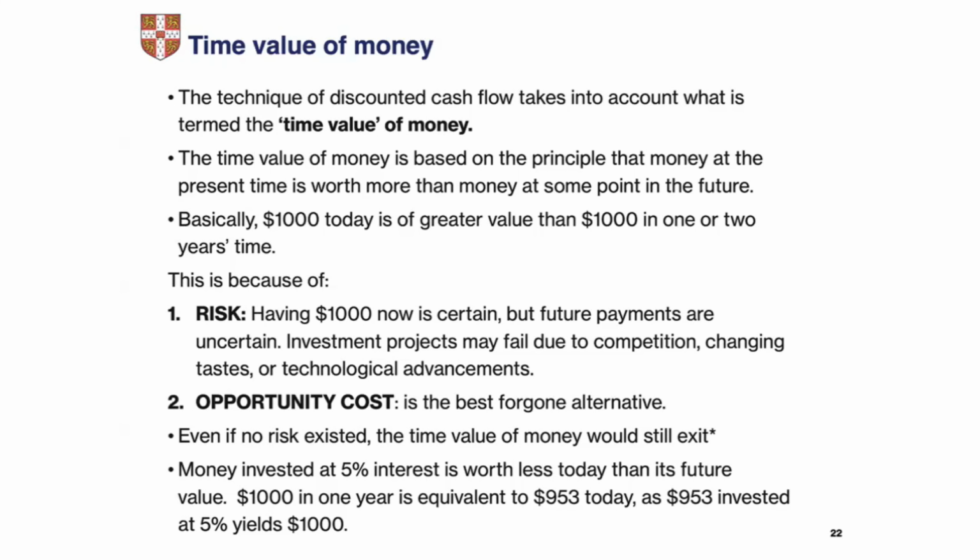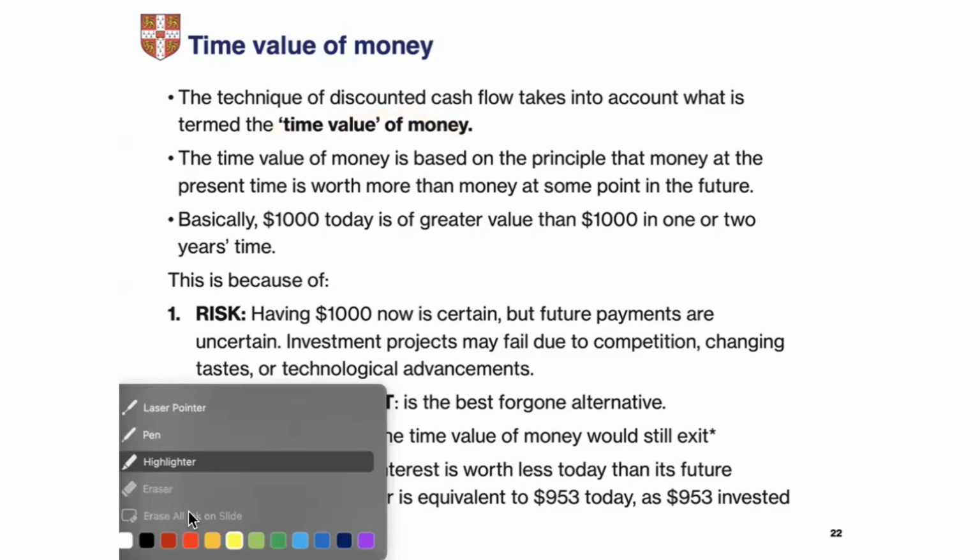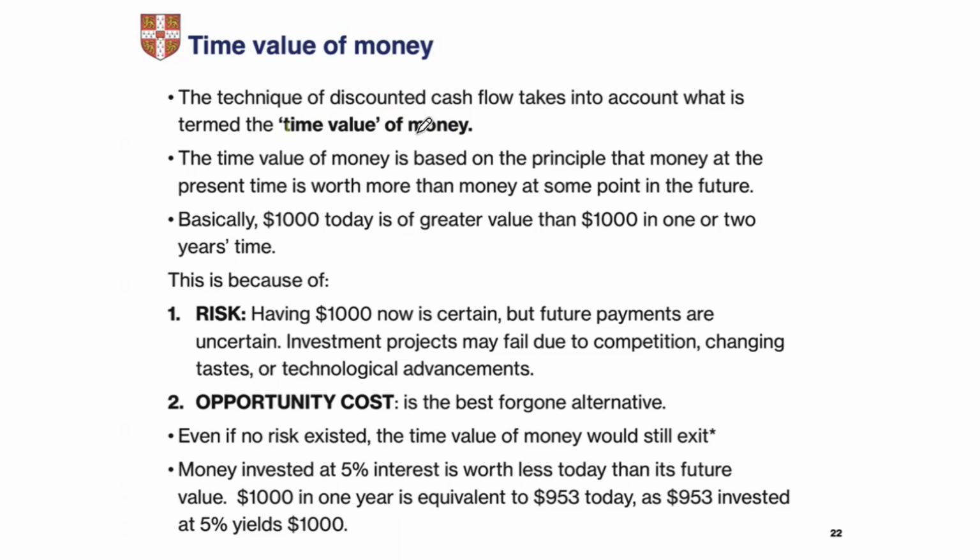So let's look at how we can do that. The first point I would like to make is that this discounted cash flow model is based on the time value of money. We'll look at what we mean by time value of money, and then we can understand what the discounted cash flow is, which I said is basically to reduce the value of cash. So what is the time value of money? That's the second point here.